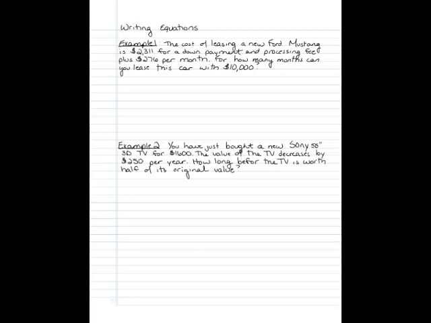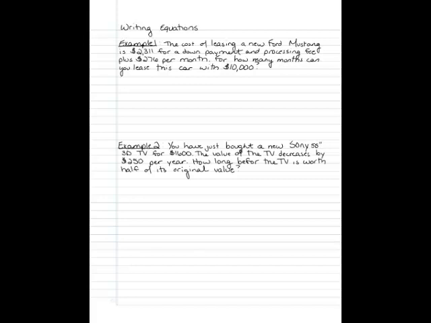So starting with example 1, the cost of leasing a new Ford Mustang is $2,311 for a down payment and processing fee plus $276 per month. For how many months can you lease this car with $10,000? So a couple of things we need to do here. First, we have to identify the given information.